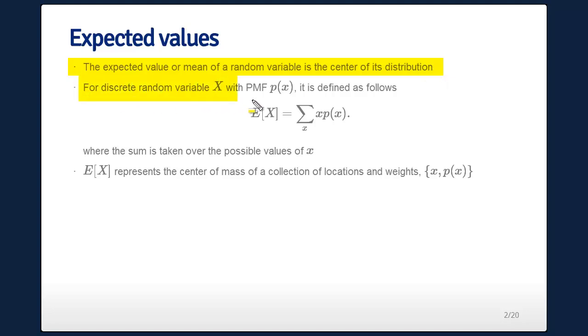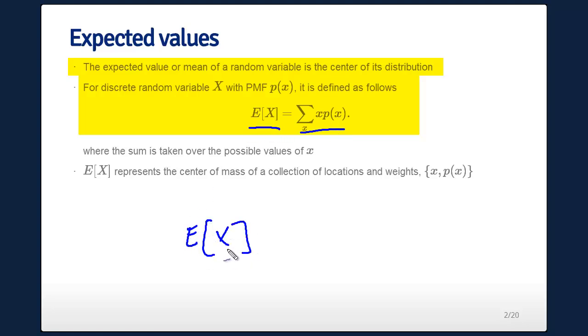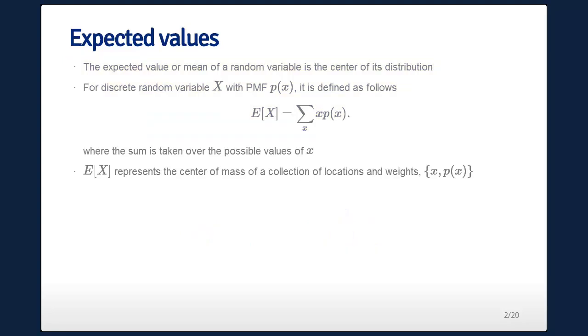So for a discrete random variable x with a probability mass function p of x, it's defined as follows: just the sum of x p of x. And we write expected value of x like that. I don't know why, but we statisticians like to put brackets around the expected value instead of curly braces. To me, that is like nails on a chalkboard, so I'm going to scratch it out because it looks so bad. At any rate, that's what we do. Okay, where this sum is taken over all possible values of x.